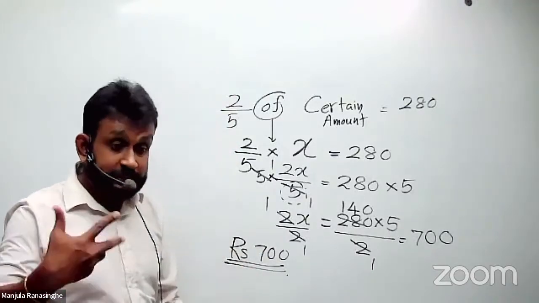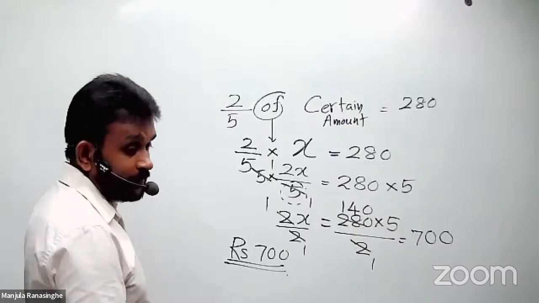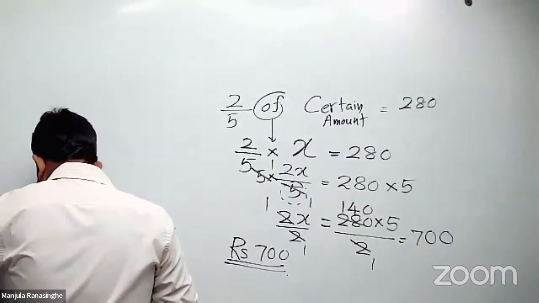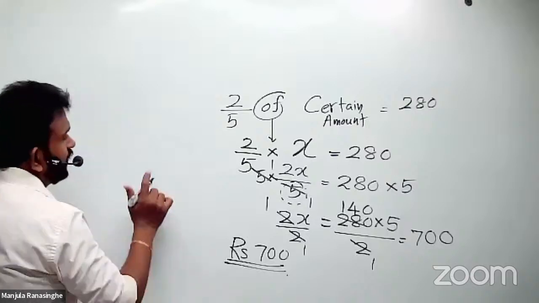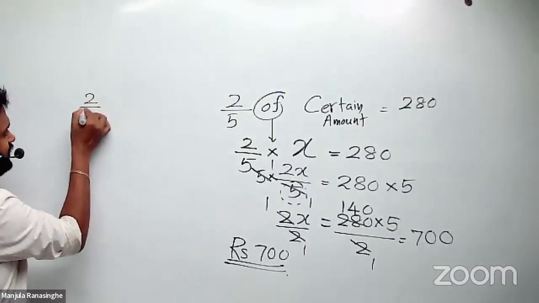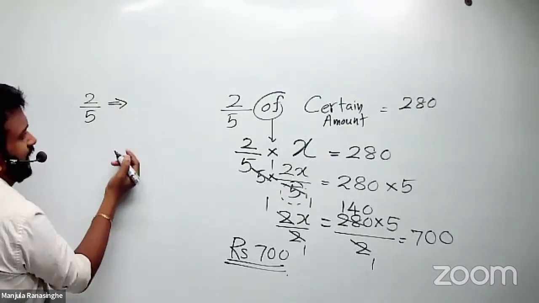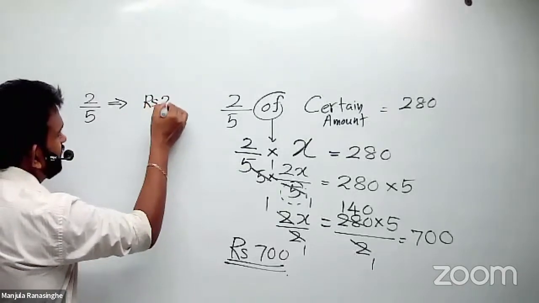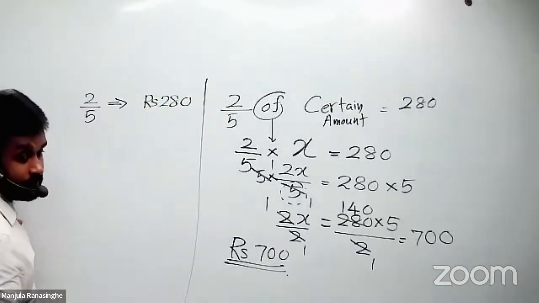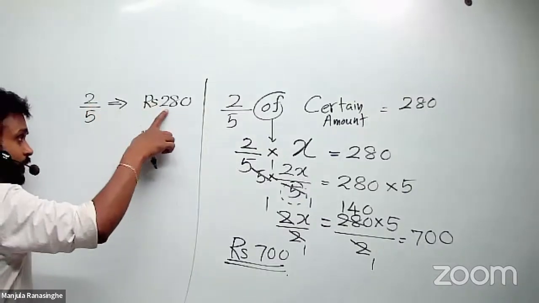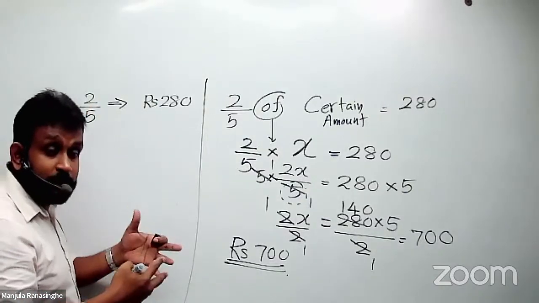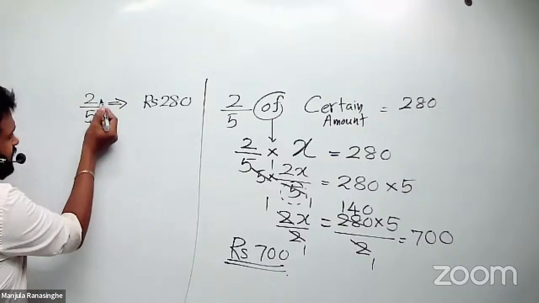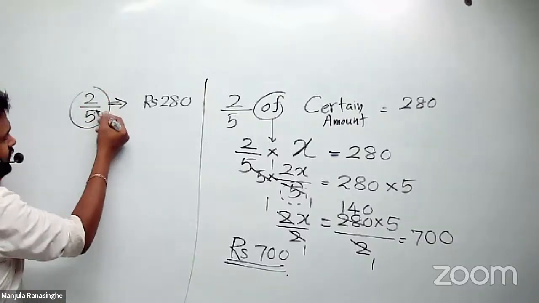I will introduce another method for you to do it. The second method, see carefully. 2/5 of a certain amount is equivalent to an amount of rupees 280. They are asking for the total amount. Total amount means, imagine one part, 2/5, 280.